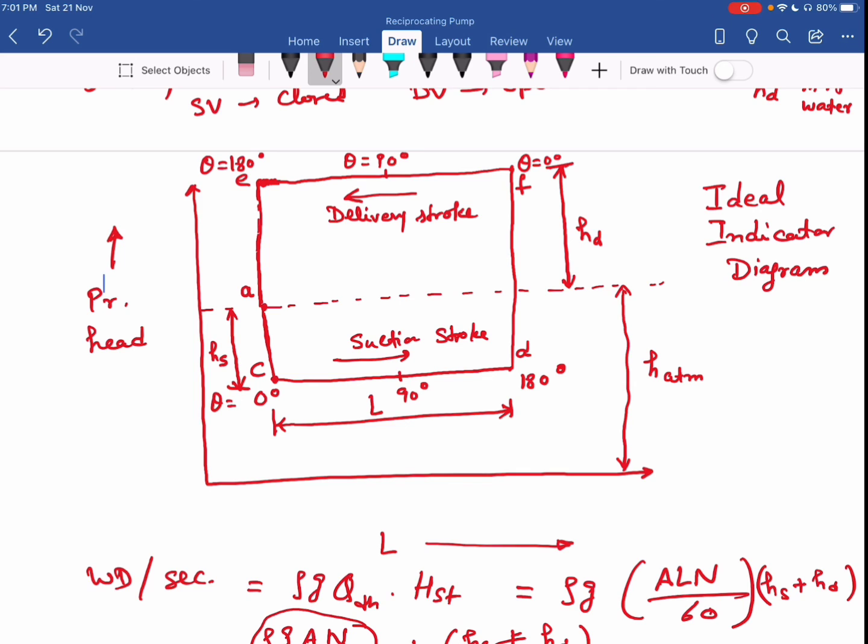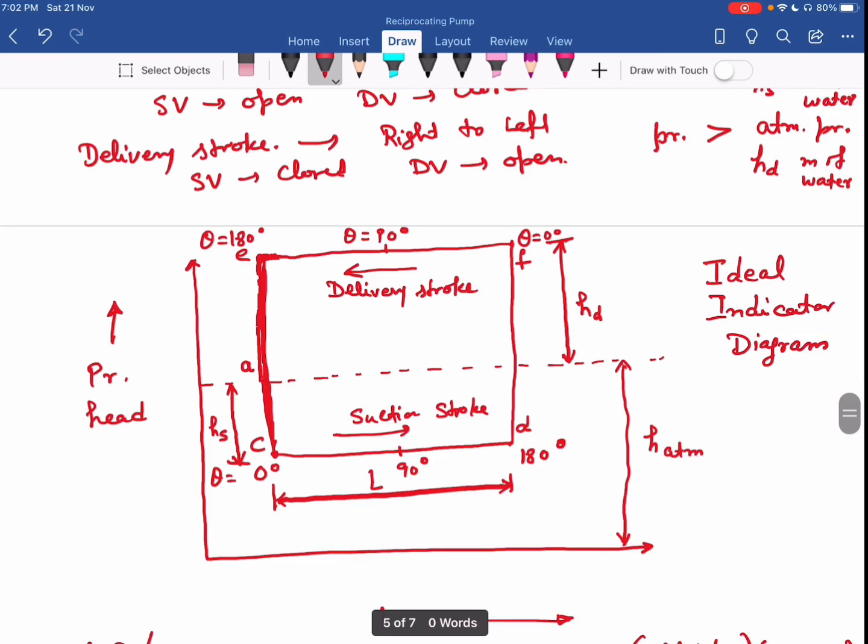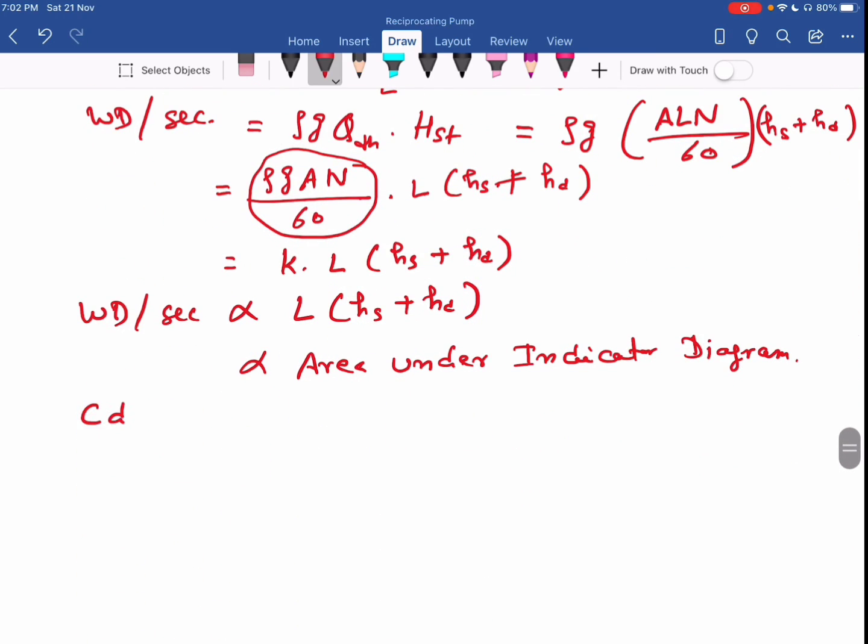Okay. So you can see here, this is the side L. Okay. And this is the side HS plus HD. So work done is proportional to area under indicator diagram. So now you can say simply my diagram CDFE, that is my indicator diagram, indicates the work done per second by the pump if I draw that diagram on a particular scale.